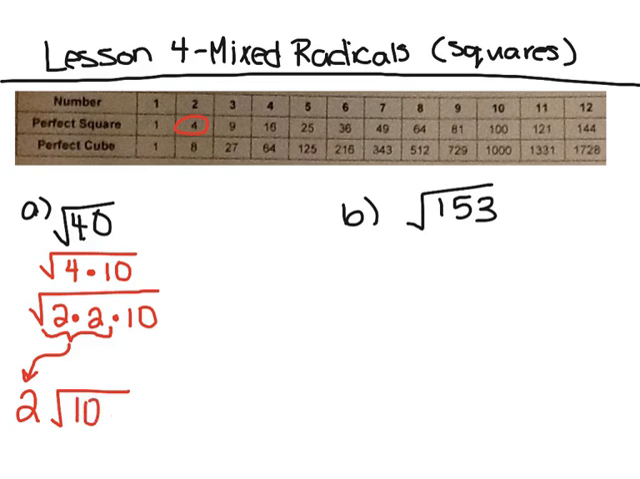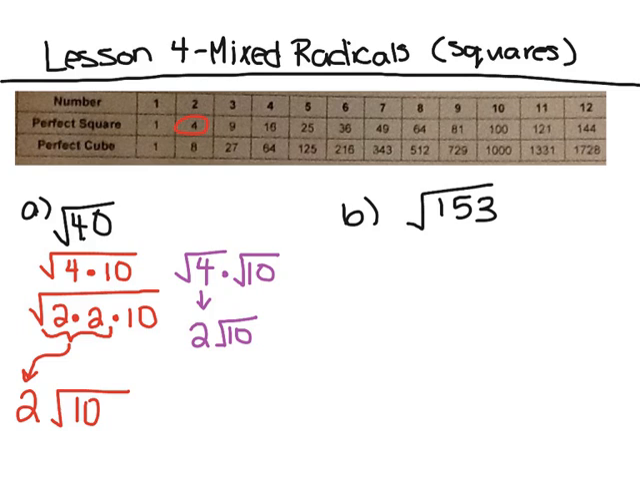Another way you could look at this is it's the square root of 4 times the square root of 10. The square root of 4 is 2, and the square root of 10 stays the same. So it doesn't matter how you think of it. This is how you simplify and put it into a mixed radical.